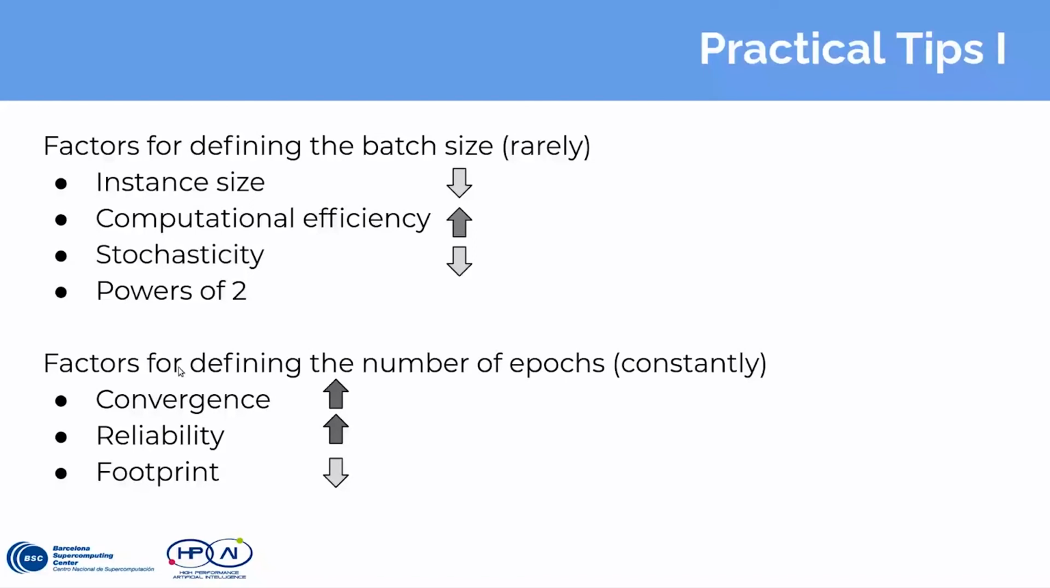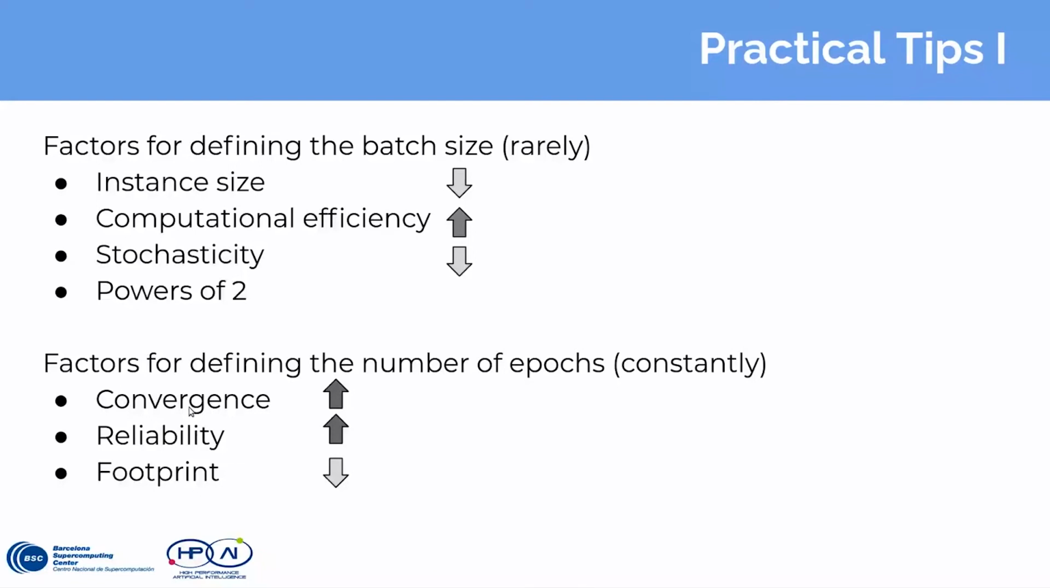The other thing that we need to define is how many epochs we want to run this for, so how long we will train for, how many times every sample will be seen by the neural network. While the batch size is rarely updated, you fix it once, you find one batch size that works for you and stick with it for most of your experimentation, the number of epochs you have to change constantly.